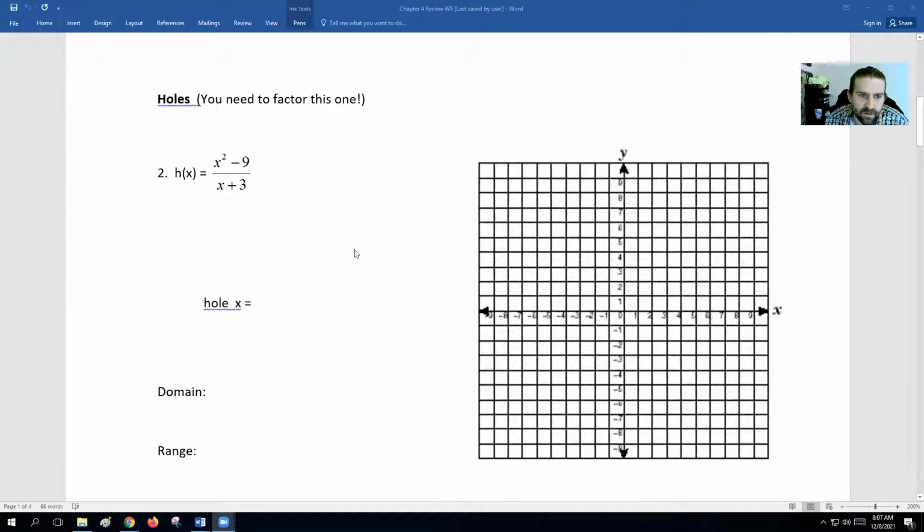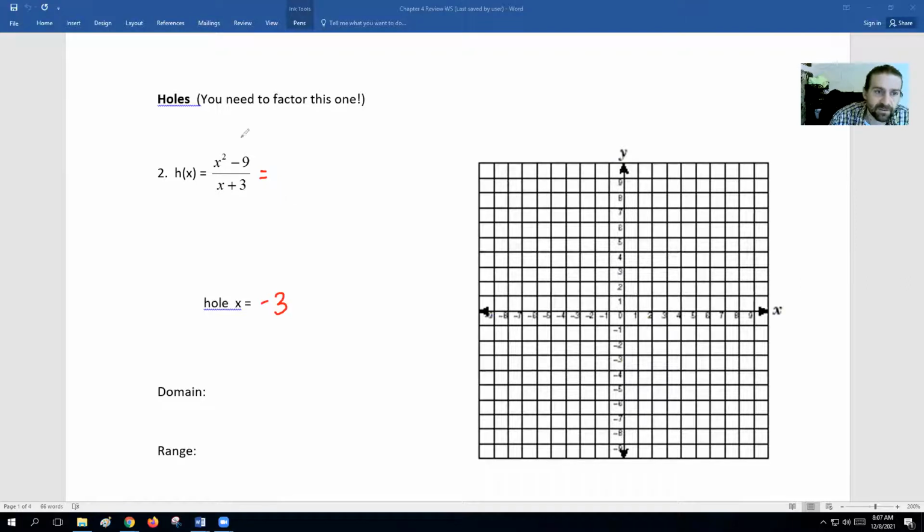All right, now let's talk about holes. All right, and it does give you a clue here. You need to factor it to figure out holes. All right, so the hole would be at x equals negative 3. Remember, we can find our hole from the discontinuous point of the denominator. What makes the denominator equal to 0? That'd be negative 3. So there's going to be a hole there.